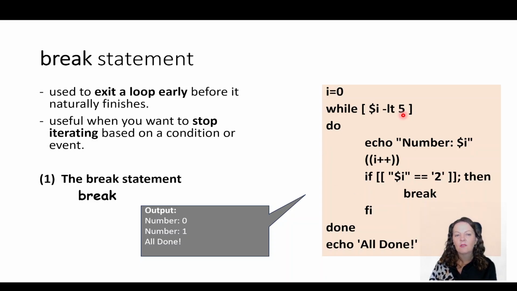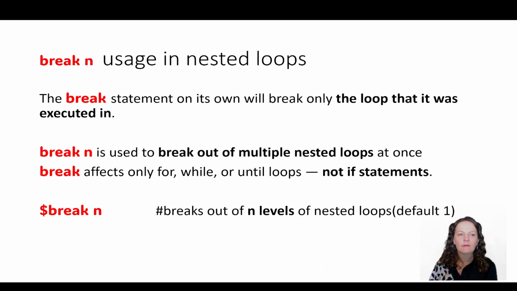Now it's 2, after iterating from 1 to 2. Echo the number and your iteration. If it is 2, then you break. Once you hit that, you are going to break out of it. So if it's 2, then you break, it jumps out and it echoes back, all done.